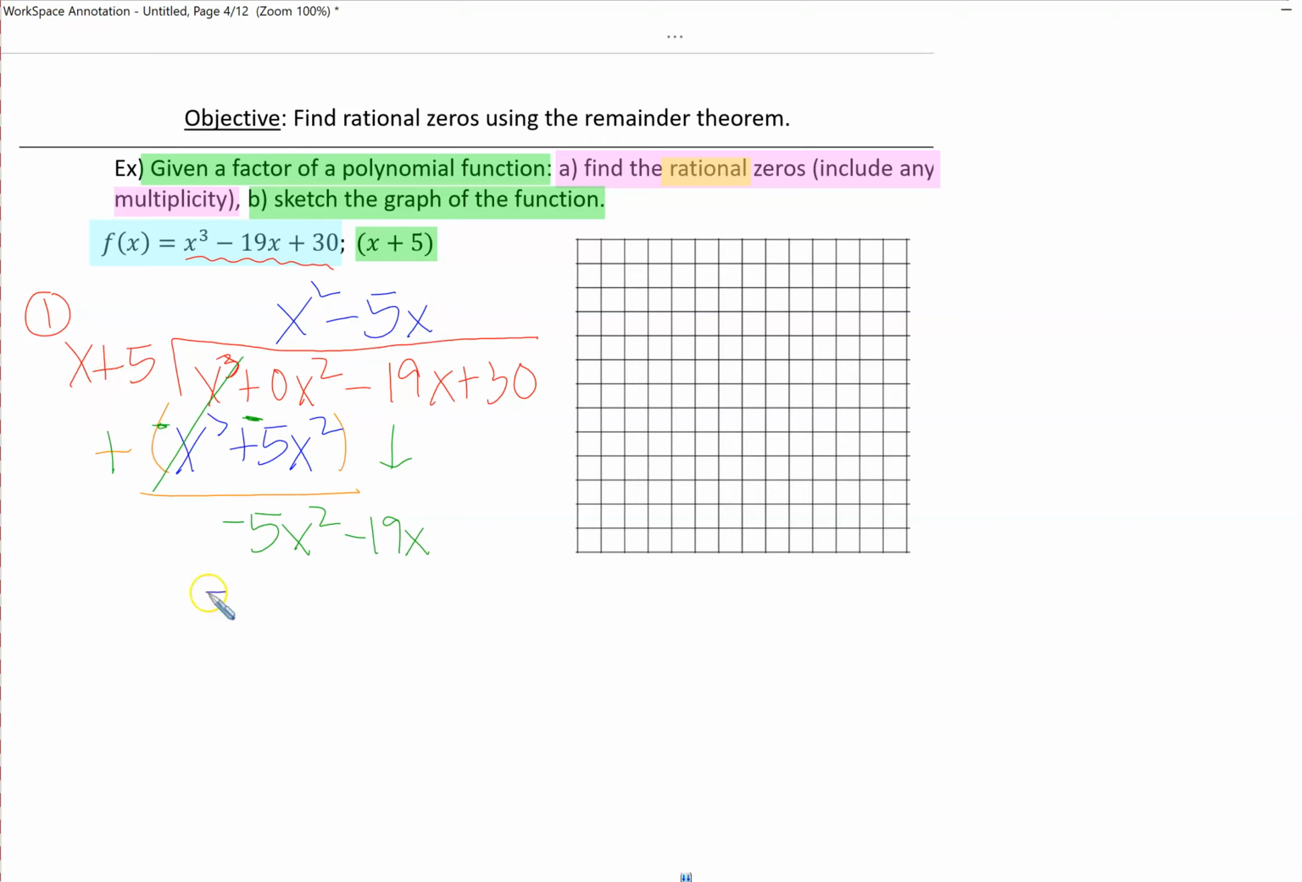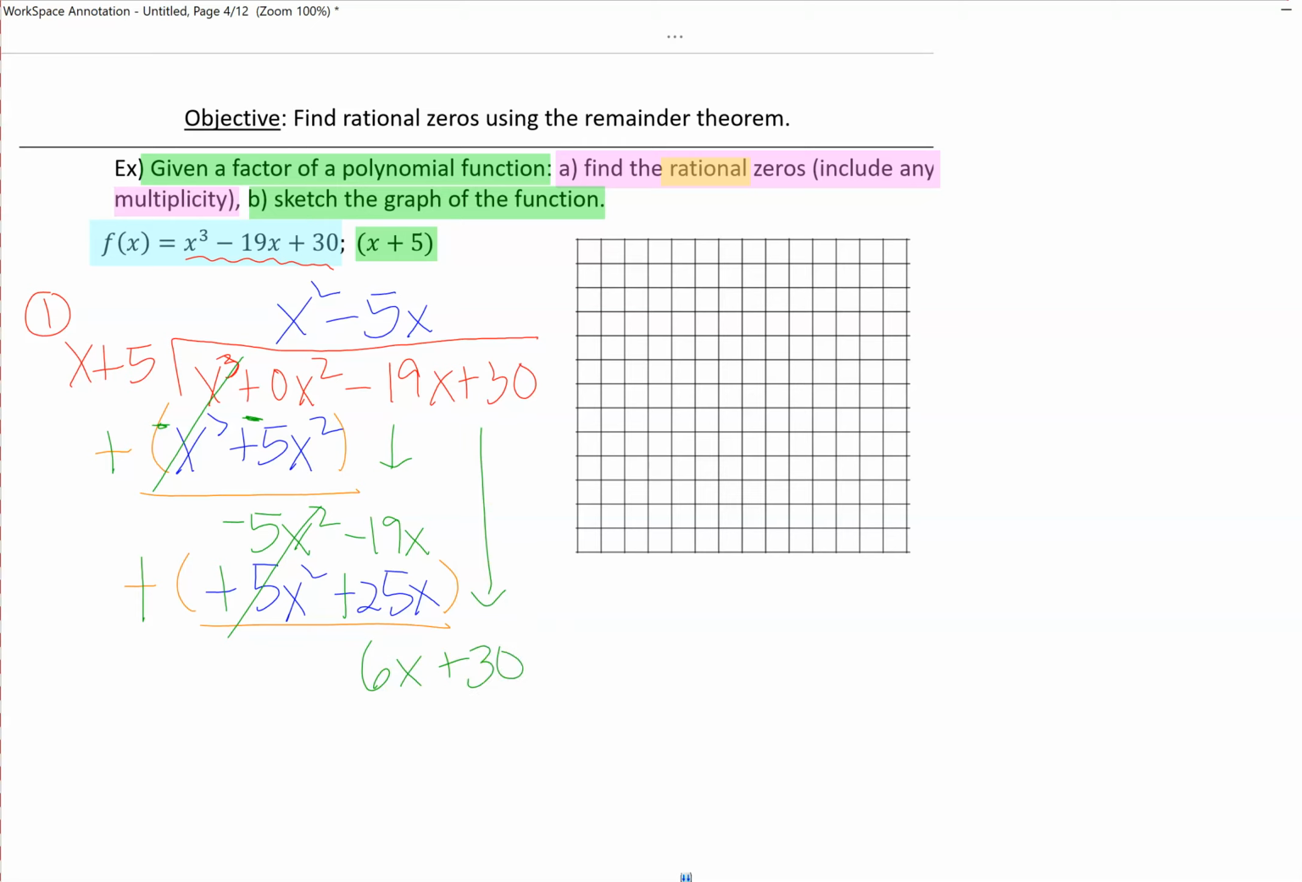We distribute that, which gives us negative 5x squared minus 25x. Again, we have to realize that we are subtracting that quantity, so we need to change the signs before combining. So this becomes plus positive 5x squared, positive 25x. And then combining, negative 5 plus 5 is 0. Negative 19 plus positive 25 is positive 6. So we get 6x. Bring down our plus 30.